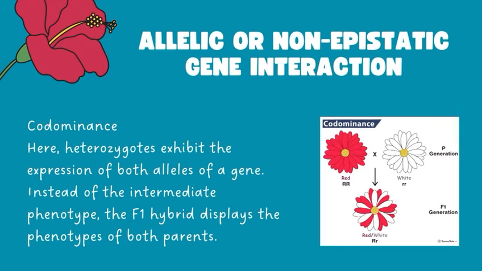So the next one is codominance. Here, heterozygotes exhibit the expression of both alleles of a gene. Instead of an intermediate phenotype, the first generation hybrid displays the phenotypes of both parents. As you can see in the picture, we also have the red and white flowers, but in the first generation, the flower contained both red and white color.